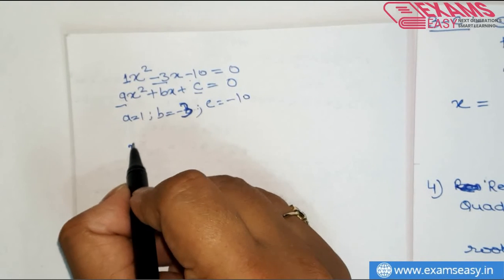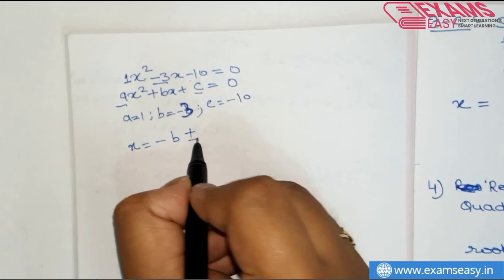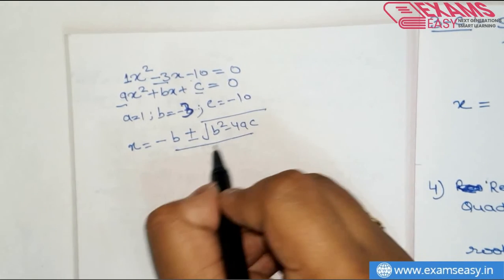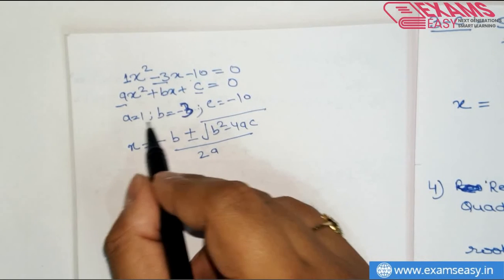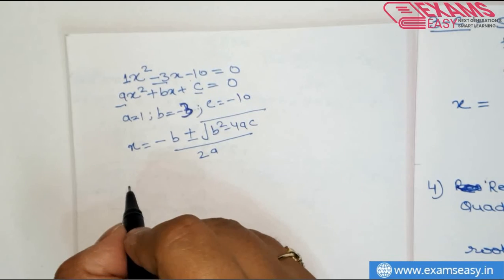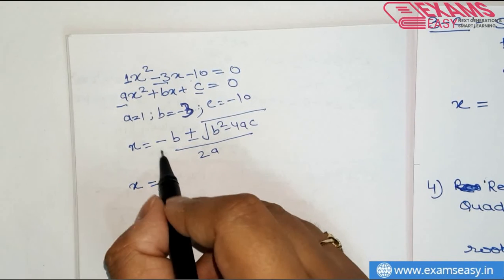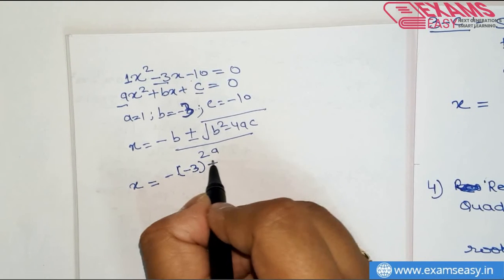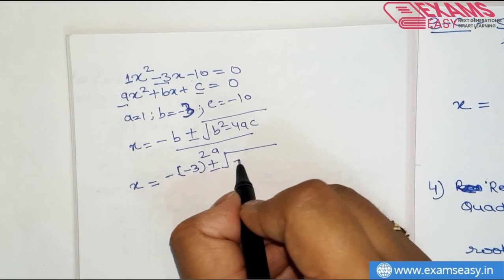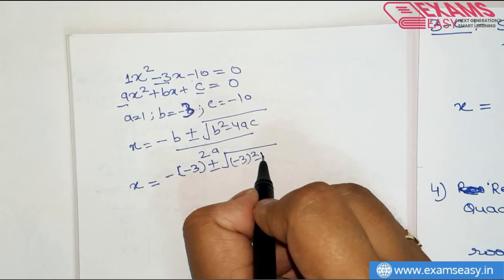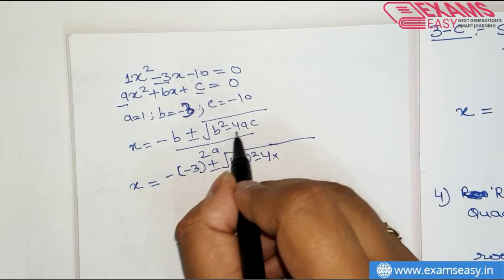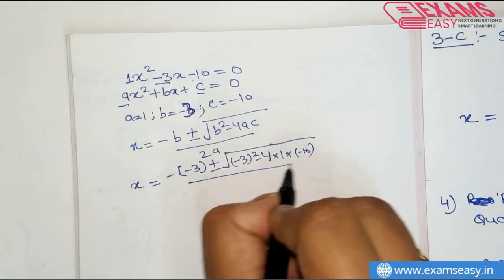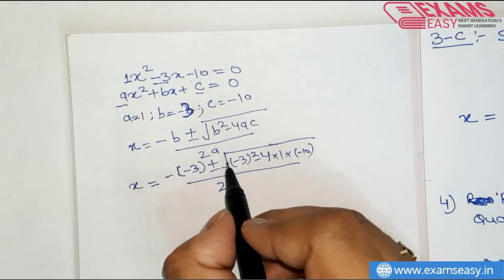So if we put x is equal to the Sridharacharya formula, minus b plus minus under root b square minus 4ac divided by 2a, and put the values of a, b, c in this formula, then we get the solution for x. That is, minus b is minus of minus 3, plus minus under root b square, which is minus 3 whole square, minus 4 into a, which is 1, into c, which is minus 10, divided by 2 into a. 2a is 2 into 1.